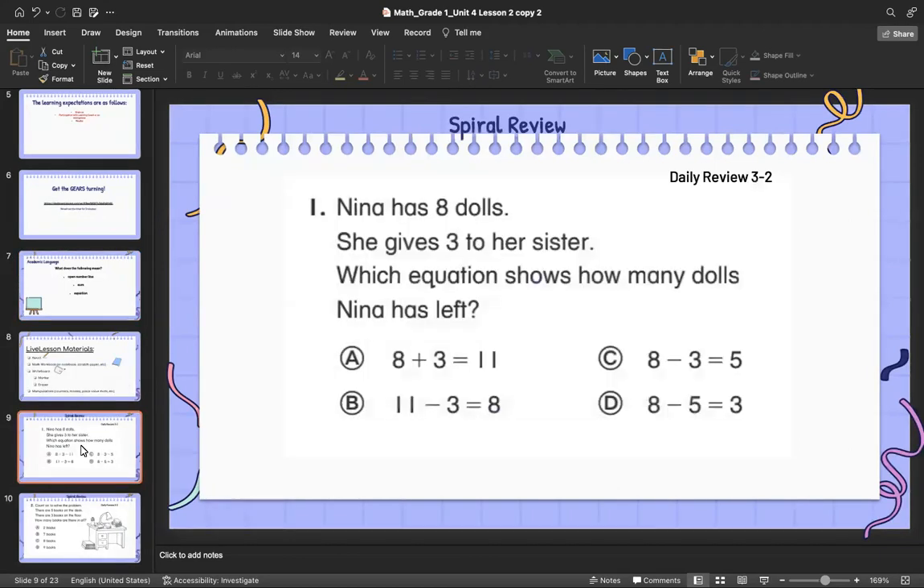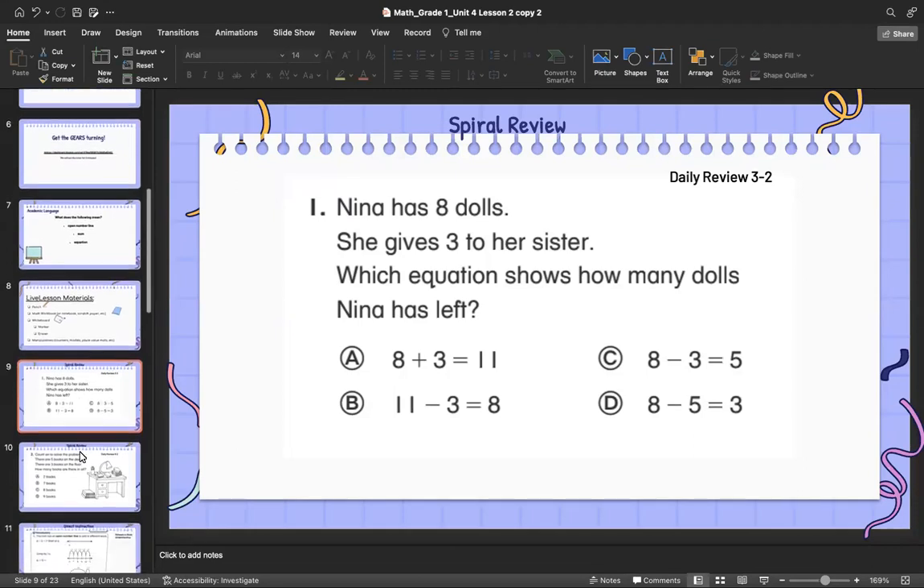Here's your first problem. When you hear Nina has left, is that significant of addition or subtraction? It will help eliminate certain answers if you know the meaning of has left. Pause and work it out with your learning coach.